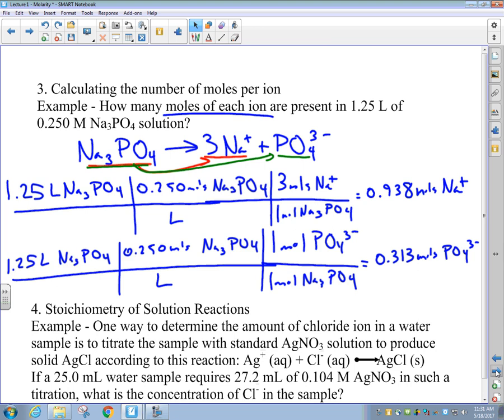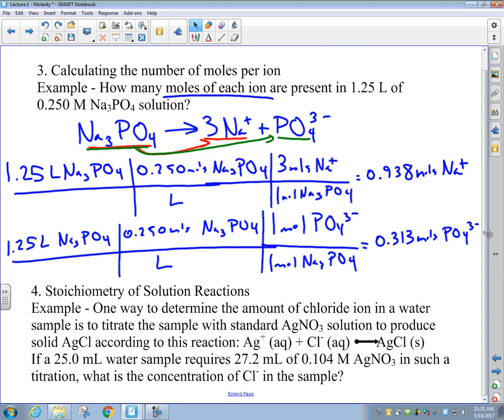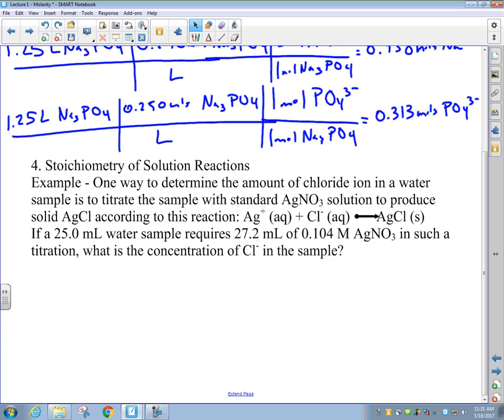The fourth and final problem that we're going to go over in our lecture today is a stoichiometry problem. Let me read this. One way to determine the amount of chloride ion in a water sample is to titrate that sample with standard AgNO3 solution to produce solid AgCl according to this reaction. Then you've got a 25 milliliter water sample, which requires 27.2 milliliters of 0.104 molar silver nitrate. In such a titration, what is the concentration of chloride in the sample?